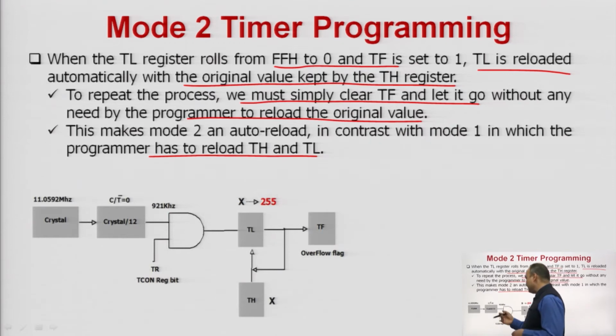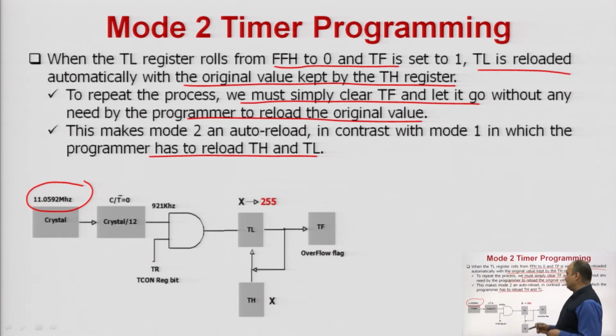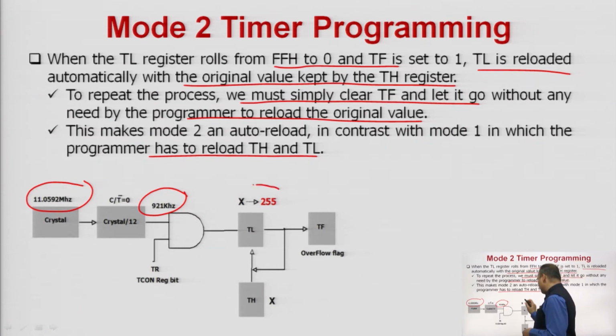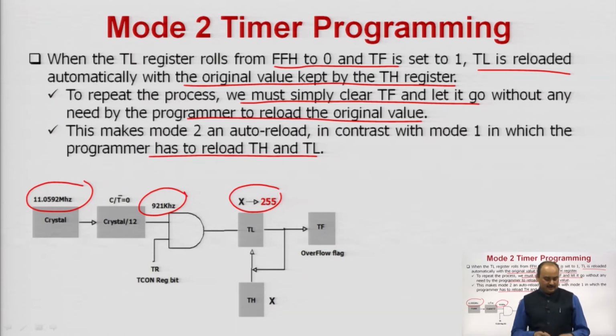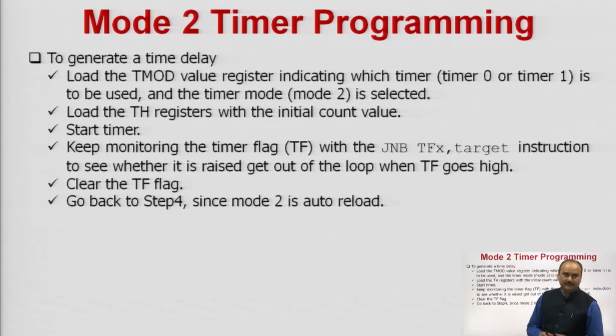This can be explained with the help of this figure. Here the crystal is used to generate a frequency of 11.0592 megahertz, which is divided by 12. The resulting frequency is 921 kilohertz, which is used for the timer operation. And here this is the auto reload mode. The maximum value which can be loaded is 255 in decimal, and in hexadecimal it is FF. So these are the characteristics and operation of mode 2 programming.